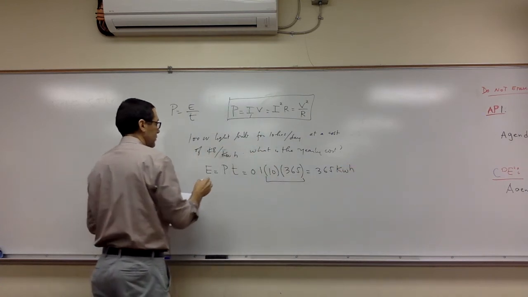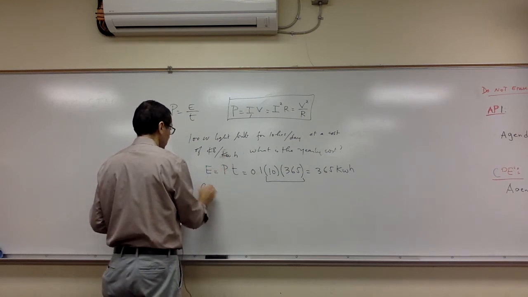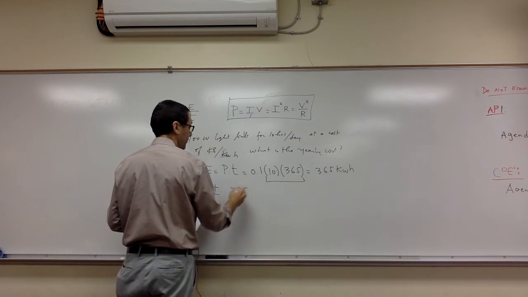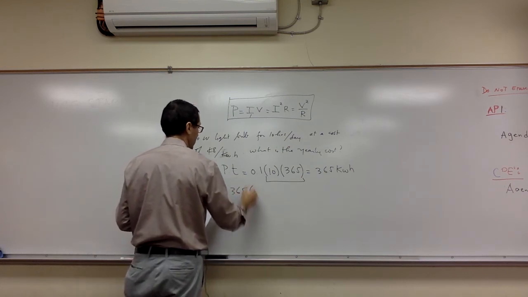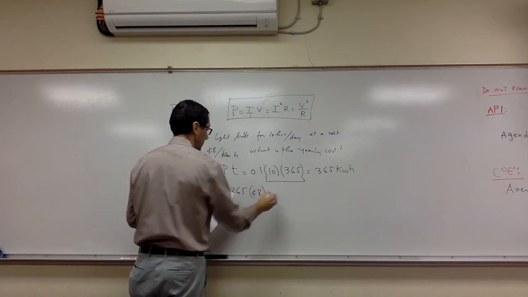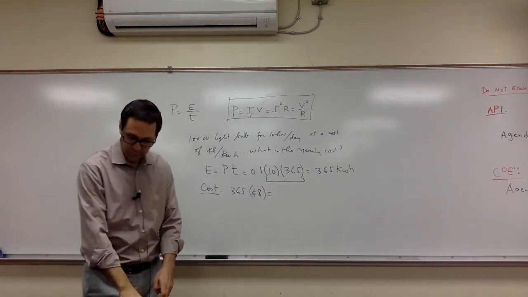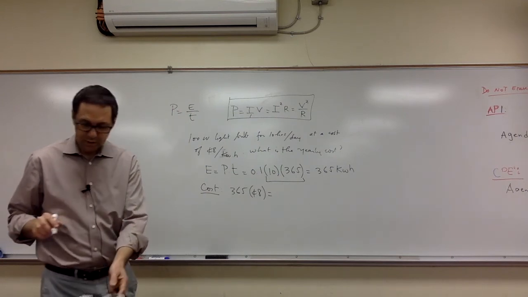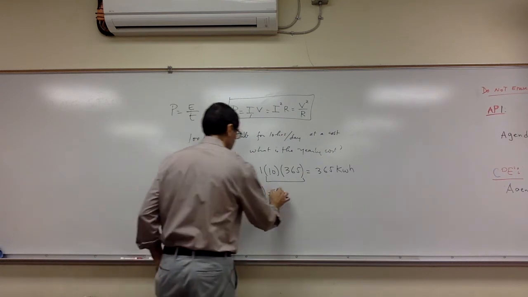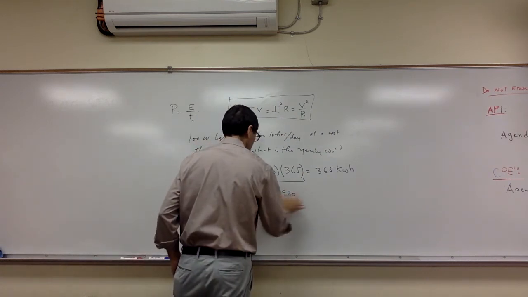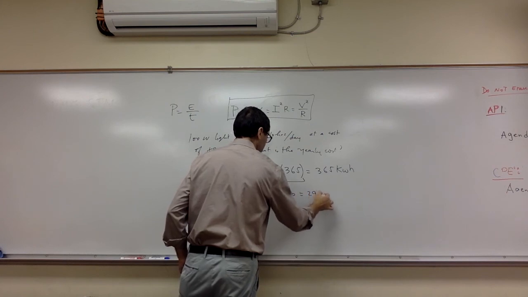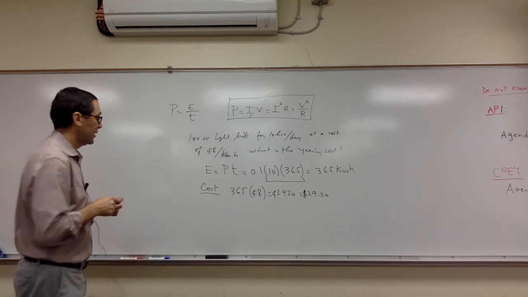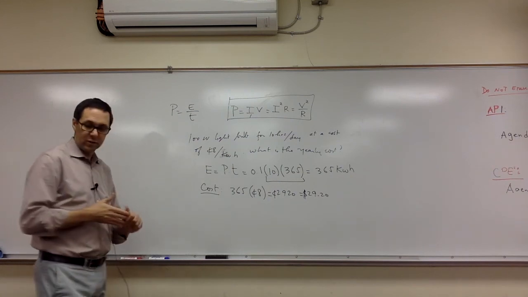Okay. So now to find the cost, you just do proportions basically. So you take your 365 kilowatt hour, you multiply by 8 cents, and you should be getting 2,920 cents. Okay, or $29.20. So it adds up. So over a year, you're going to be spending almost $30 just for that light.